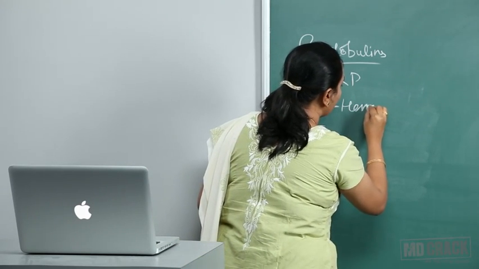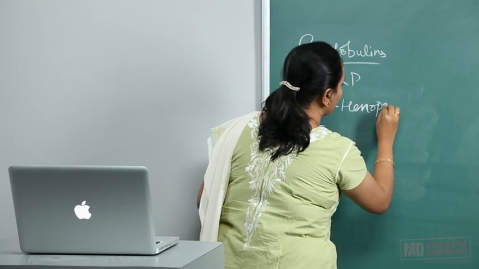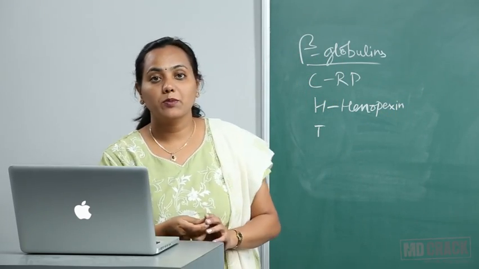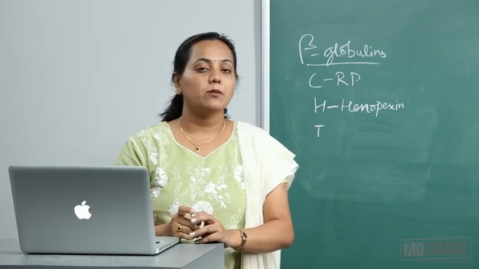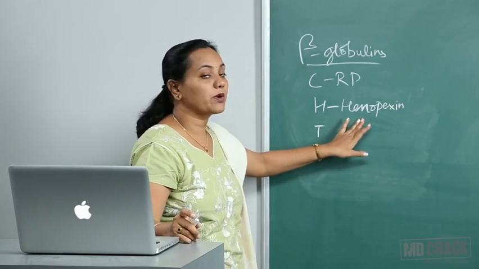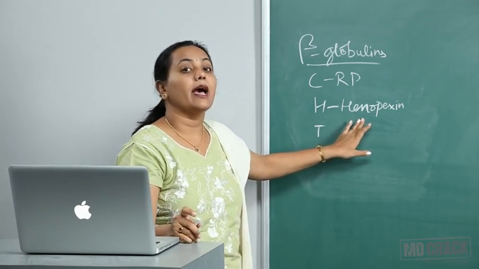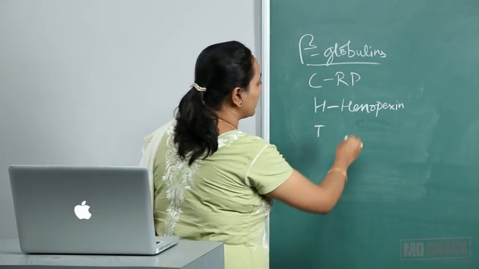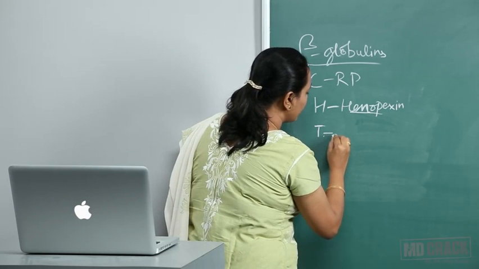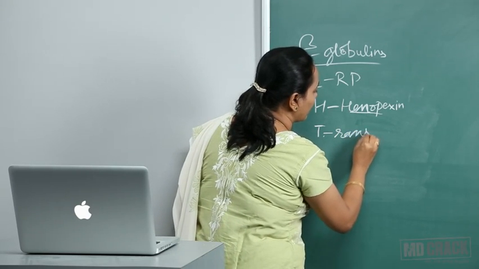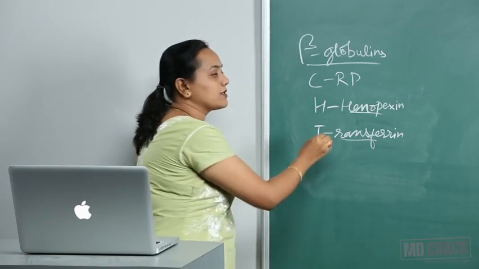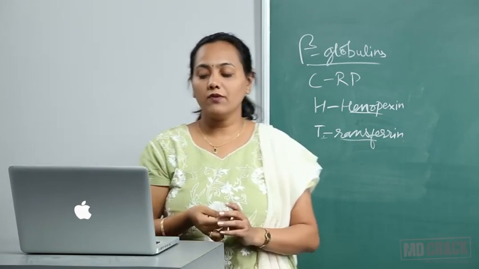hemopexin. Hemopexin is related to heme itself, and it prevents a loss of heme from the body and thereby prevents a loss of iron from the body. And since we are talking of iron, it includes transferrin. Transferrin is the protein which is responsible for the transport of iron.